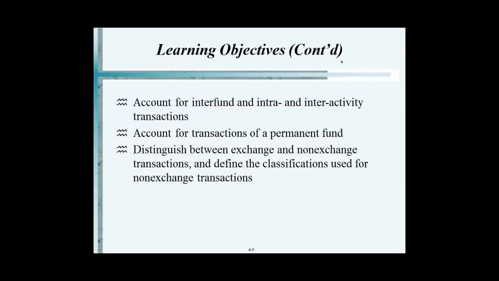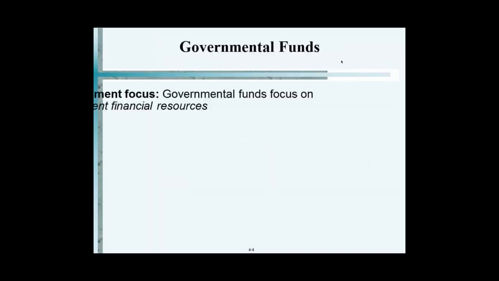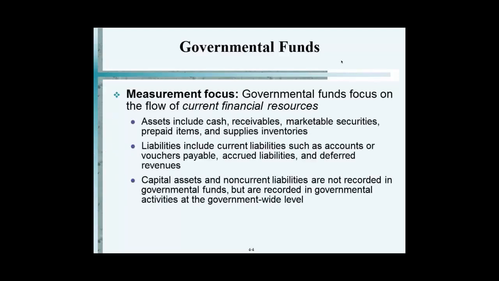In reality, it doesn't exist, but to make things easier for us to understand, we'll be looking at this dual track accounting. And there are some things about exchange and non-exchange transactions, but the basic gist of this is really understanding the journal entries. You should never forget this: the measurement focus of governmental funds, current financial resources, modified accrual basis. And never forget that capital assets and non-current liabilities are never recorded. Only at the government-wide level are they recorded.